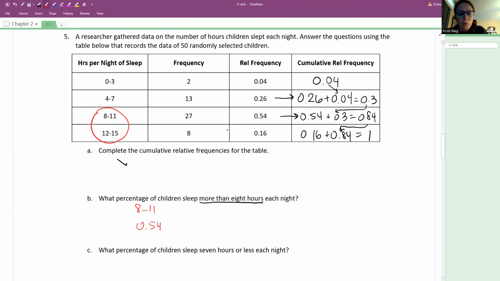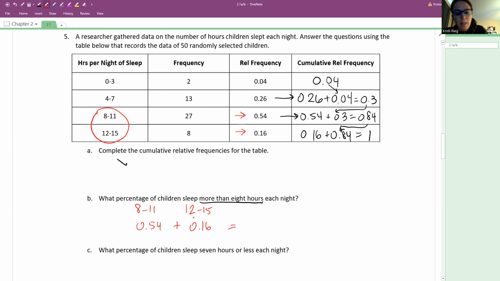And we know 12 to 15 is 0.16. It's just those two columns. So I can't use the cumulative relative frequency because it's not everything since the beginning. Cumulative would include everything since the beginning. Here we're just using those two rows only.